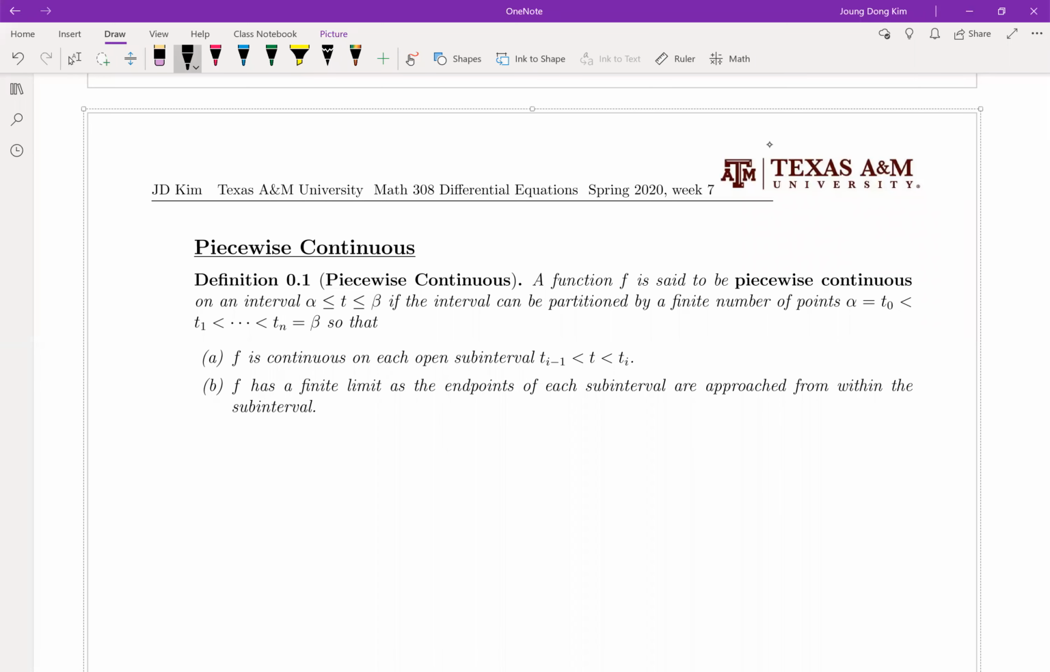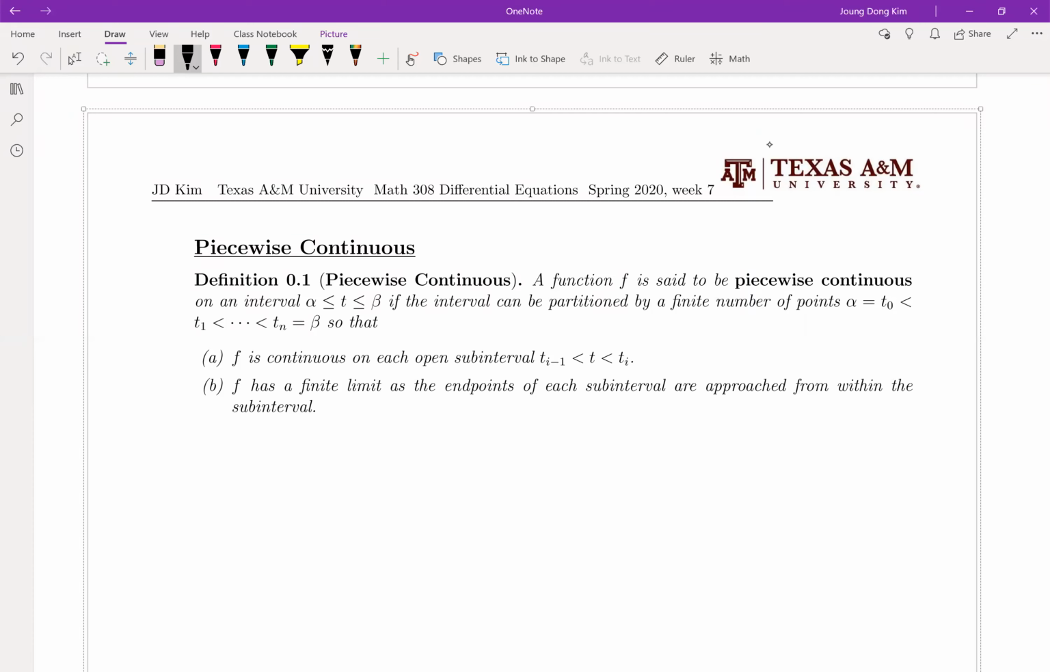Okay, let's talk about piecewise continuous function. Well, actually, this is the main part of the Laplace transform because, in the previous method, my right-hand side must be continuous, right? But with Laplace transform, we can solve the differential equation even if your right-hand side is a piecewise continuous function. That's why we're going to talk about the definition of piecewise continuous function, okay?